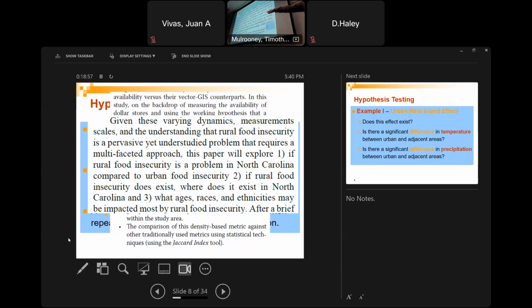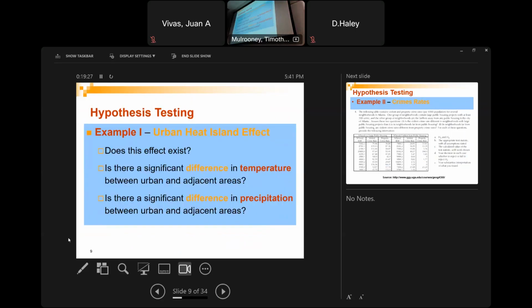If rural food security does exist, where does it exist? And then what ages, races, ethnicities may be most impacted by rural food insecurity. So we picked out all the areas of rural food security, and we delved into those, first of all, to see if there was a problem. Like, hey, if 15% of the people in rural areas have food insecurity and 15% of the people in urban areas have food insecurity, then it's not really being differentiated. And then I can prove or disprove it.